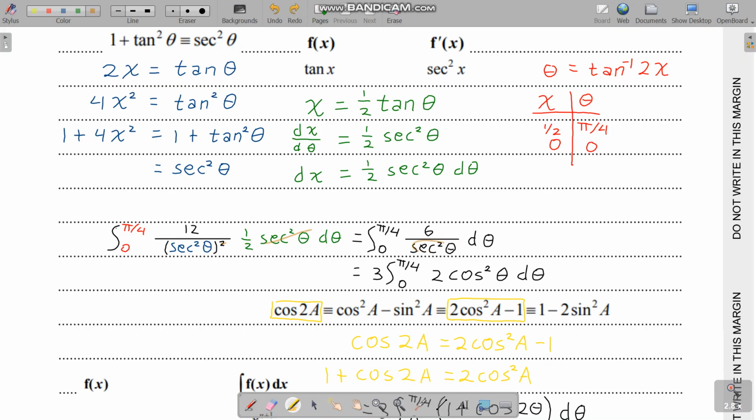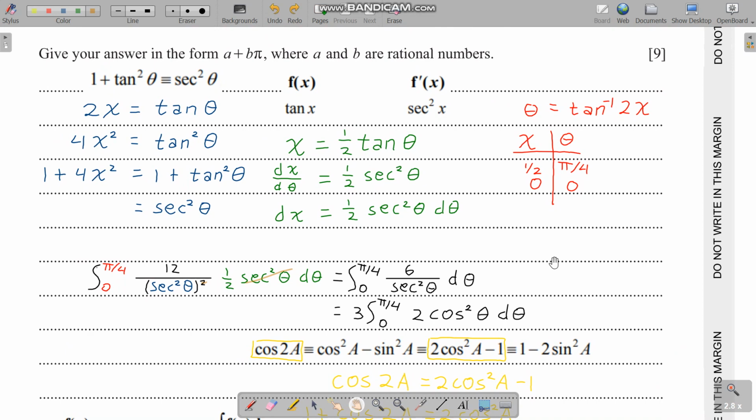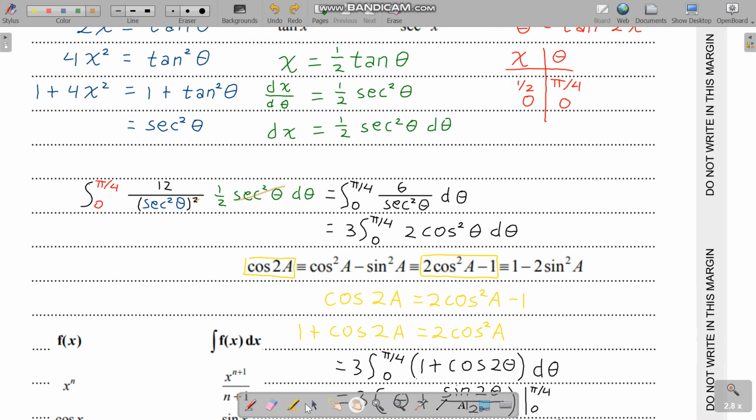Now secant is actually 1 over cos. So 1 over secant squared is the same as cos squared. Now if you want to integrate this cos squared, there's no direct formula in the MF19, so we're going to have to use the cos double angle rule. So cos 2a equals 2 cos squared a minus 1. Using this, you add 1 to both sides, we can replace 2 cos squared a with 1 plus cos 2a. So that's what we do here.